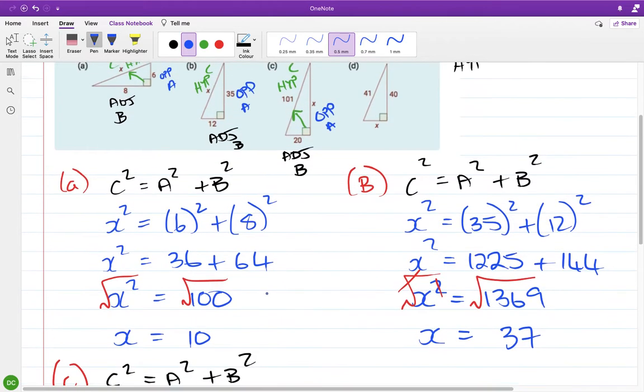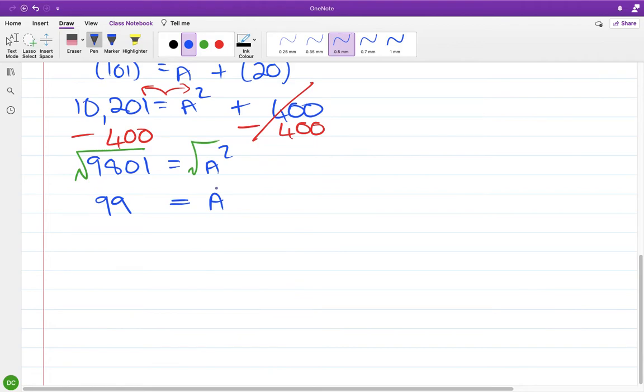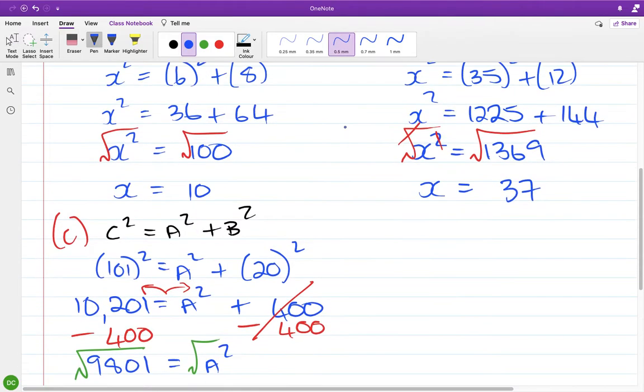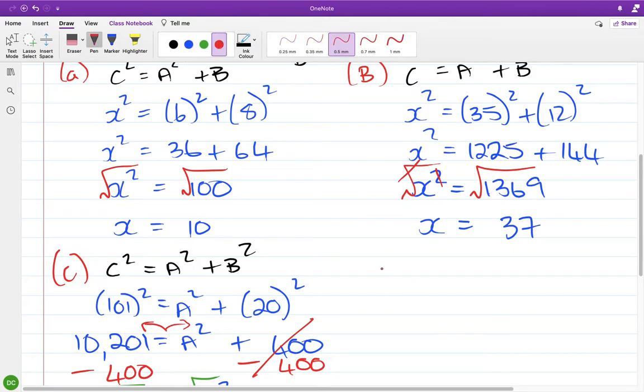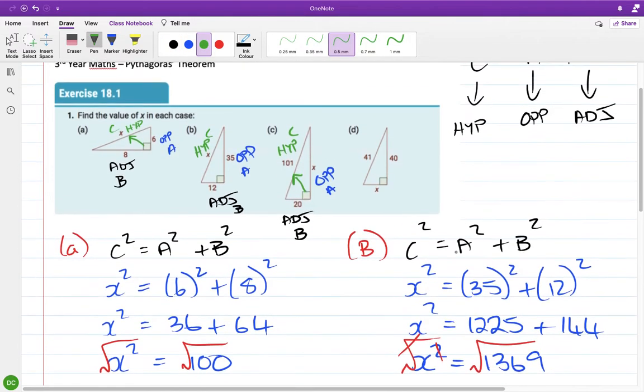So x, or sorry, I should have put x in there. I left it as a. Still 99. Okay, and the last one. I'm just going to write down Pythagoras theorem again. And we'll go back up then and pick out our three sides. So the 41 is the hypotenuse, or the C, because it's opposite the right angle. And same as all the others, the other side, it doesn't matter which way you go. You should still get the same answer.